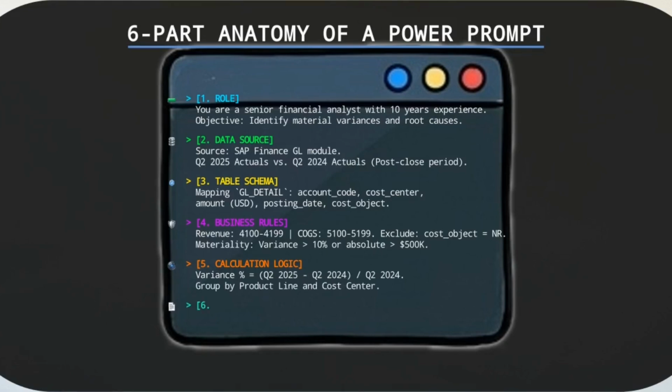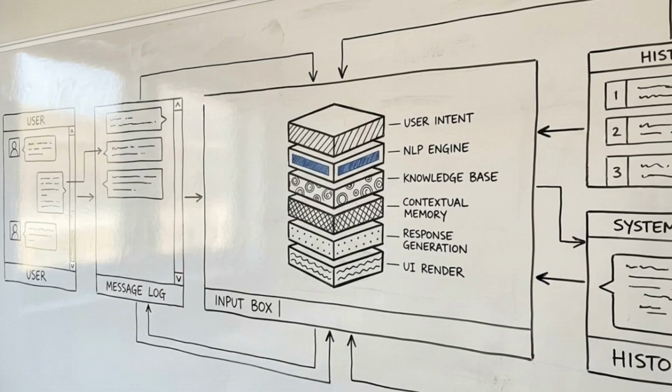Step 6 is the output format. You mandate exactly how the final table should be presented, including a requirement for root cause hypotheses printed directly below the data. This structured, layered approach guarantees the AI has the exact logic required to execute a flawless, company-specific analysis.